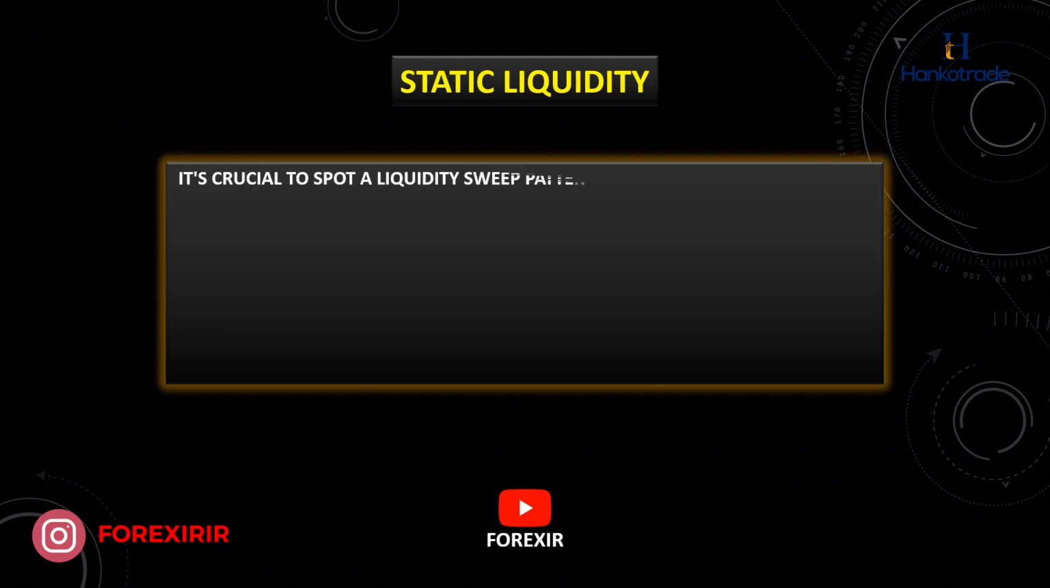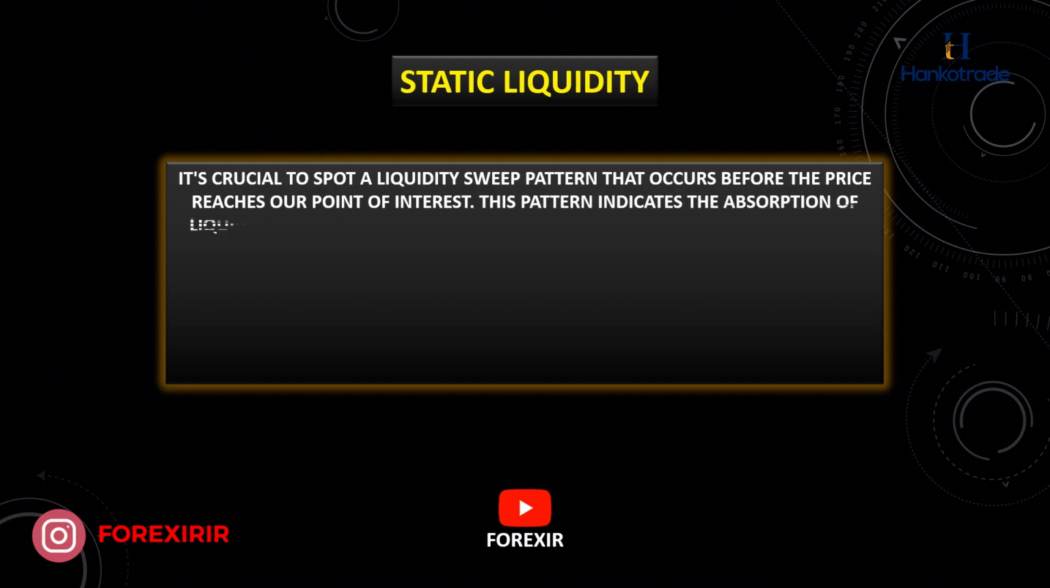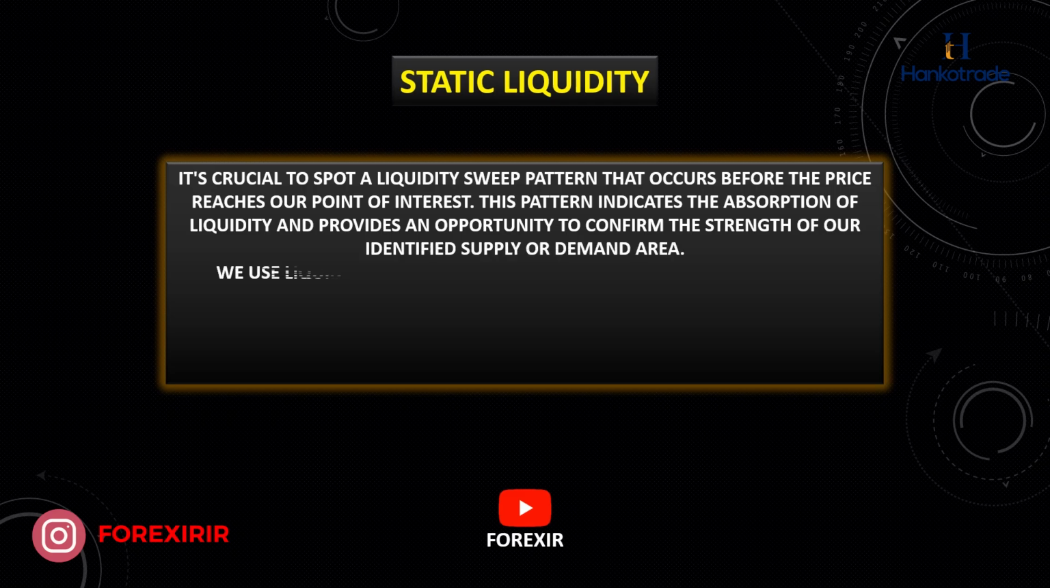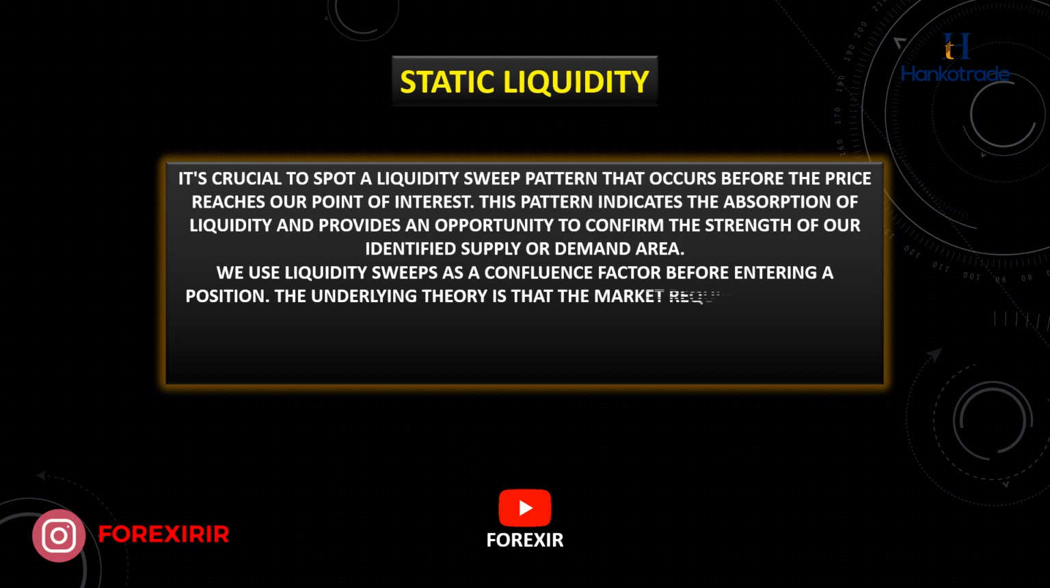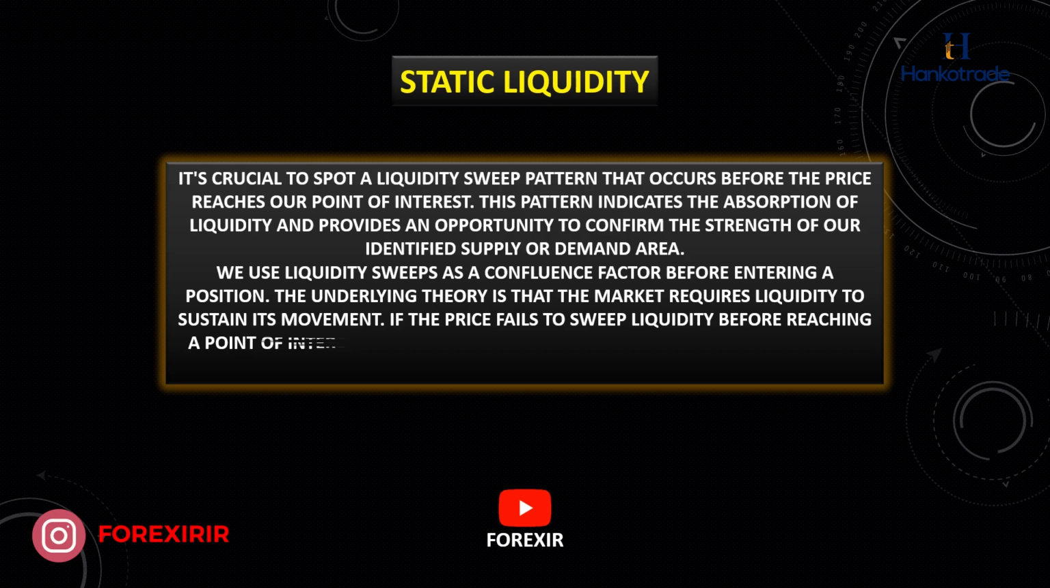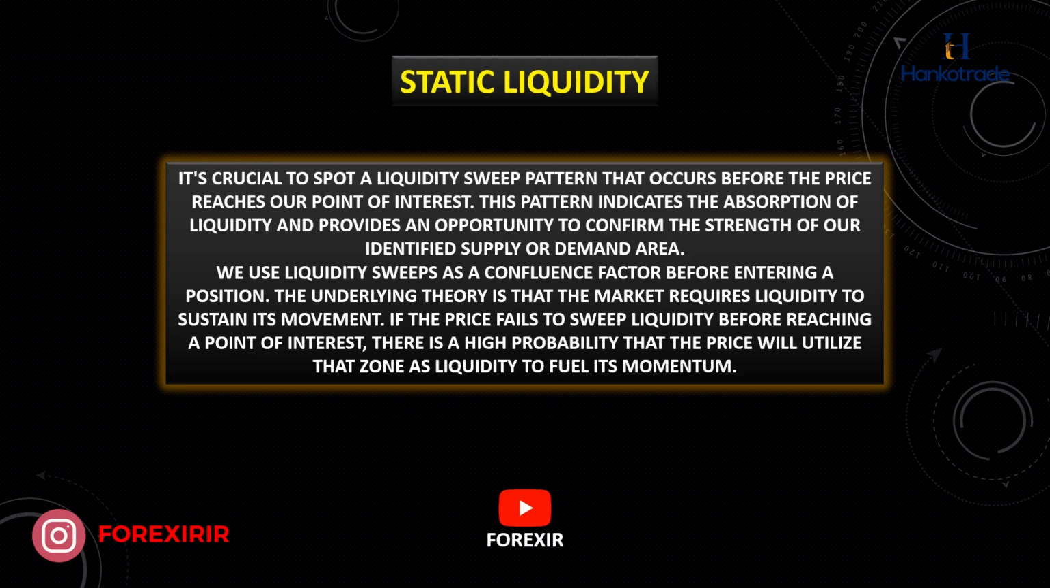It's crucial to spot a liquidity sweep pattern that occurs before the price reaches our point of interest. This pattern indicates the absorption of liquidity and provides an opportunity to confirm the strength of our identified supply or demand area. We use liquidity sweeps as a confluence factor before entering a position. The underlying theory is that the market requires liquidity to sustain its movement. If the price fails to sweep liquidity before reaching a point of interest, there is a high probability that the price will utilize that zone as liquidity to fuel its momentum.